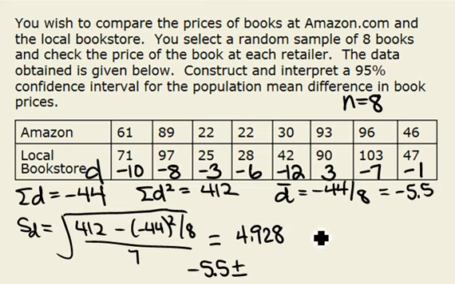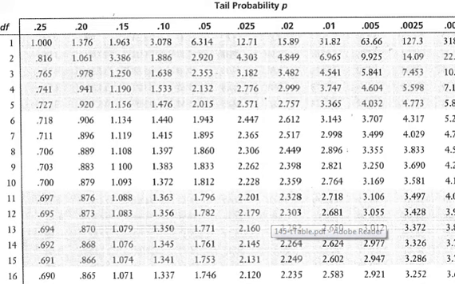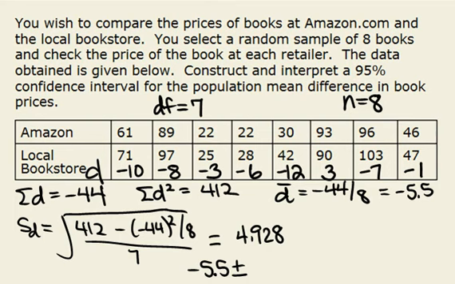And our T we can get from the table by using degrees of freedom of n minus 1, which will be 7, and we want a 95% interval. So looking in the T table in row 7 for our 95%, you're going to find that the T you get is 2.365. So we get plus or minus 2.365 times our standard deviation, which is 4.928, divided by the square root of n, which we said was 8.